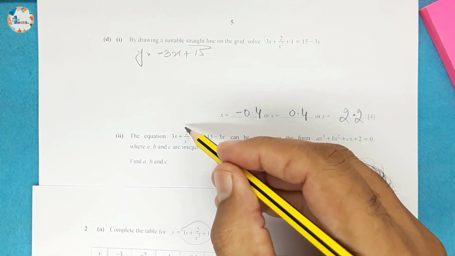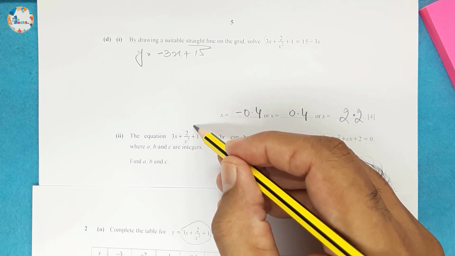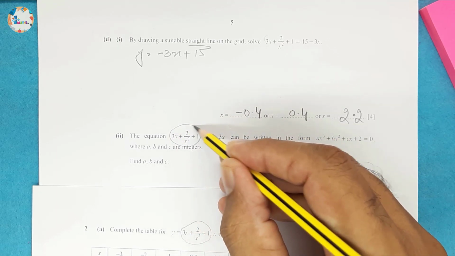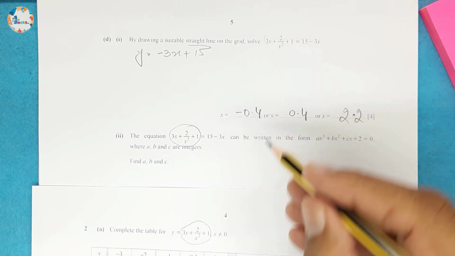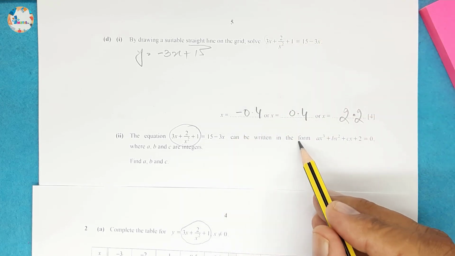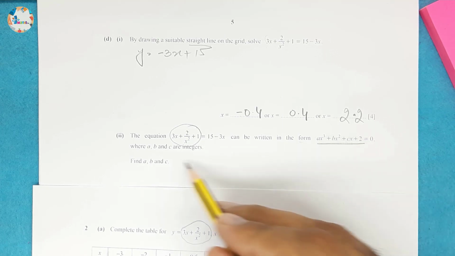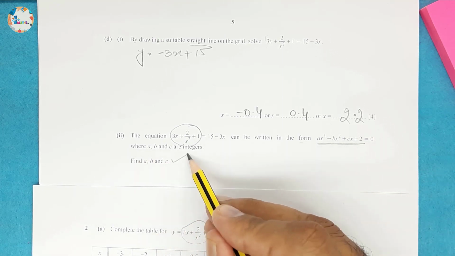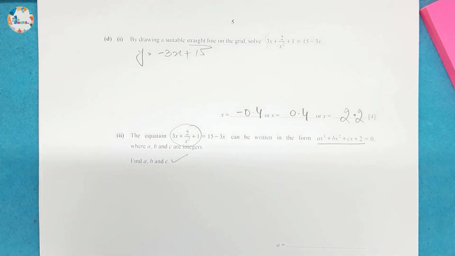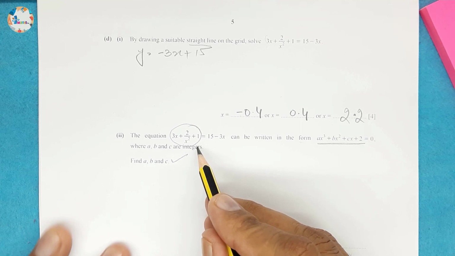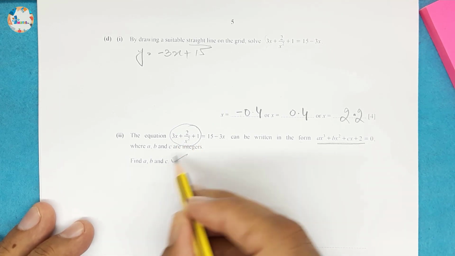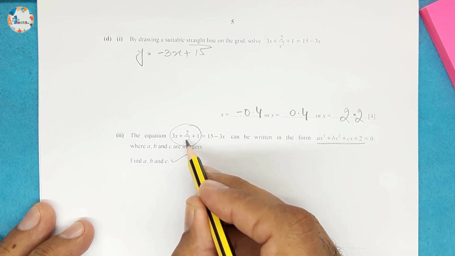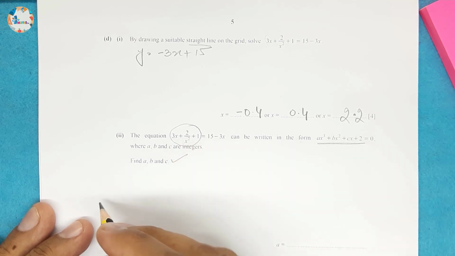Then the equation, this side is y, and 15 minus 3x, which is the same equation, this one can be written in this format, where A, B, C are integers. Find A, B, C. This is basically just algebraic simplification, so I'll keep this graph page on the other side. So now what we can do, we just need to change the shape. To change shape, we'll get rid of this x square, so we'll multiply the whole equation by x square.